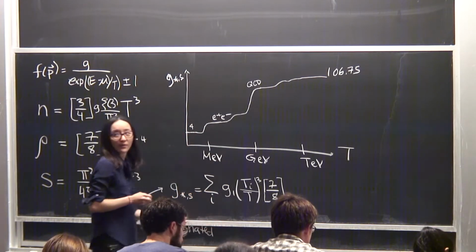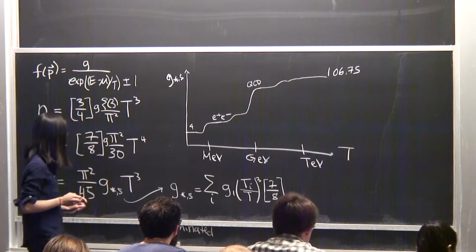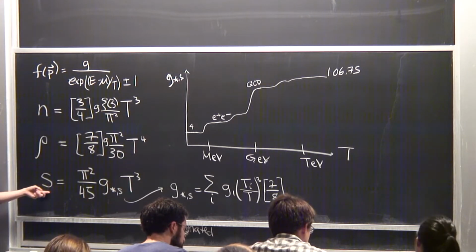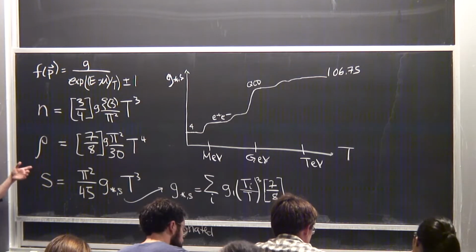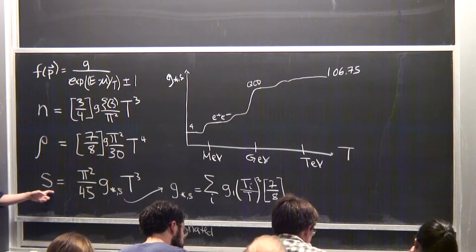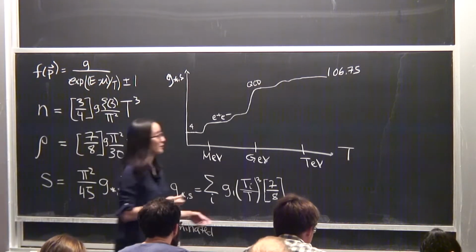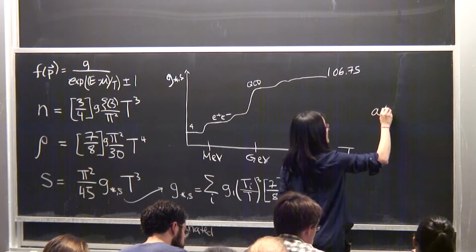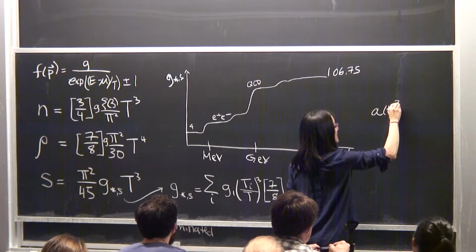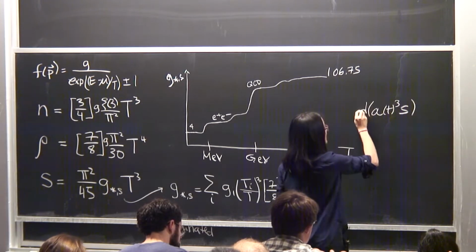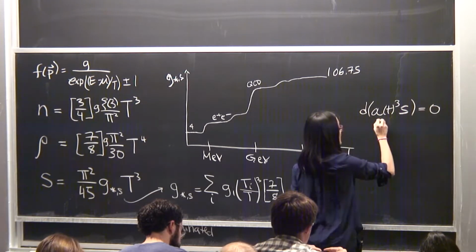The reason I've drawn this is that when we consider thermodynamic equilibrium, we consider all the particles in equilibrium. The total entropy is conserved. This is an entropy density, so for the expanding universe, I have to write a cubed times s. This is a conserved quantity.